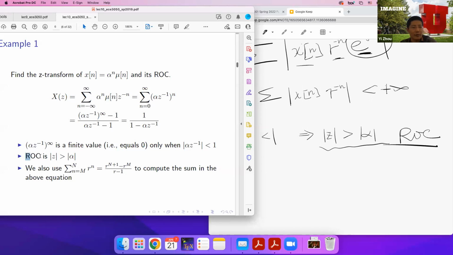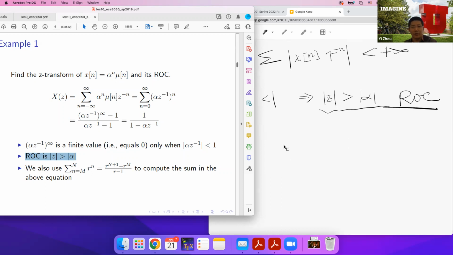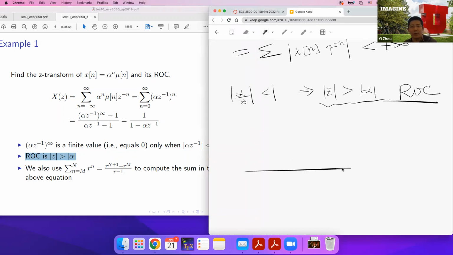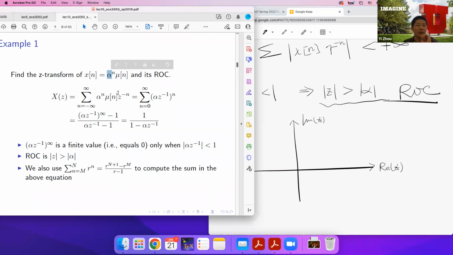And what is special about the Z transform is that if you look at the region of convergence, the ROC of the Z transform always looks like a circle. So if you visualize this on a 2D plane, the ROC is the magnitude of Z bigger than a number. Alpha should be given. Alpha is involved in this given signal.